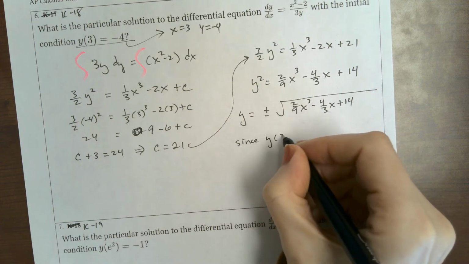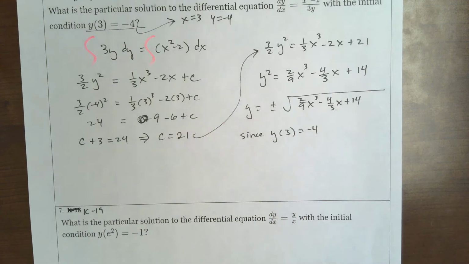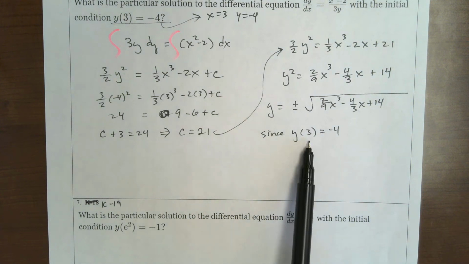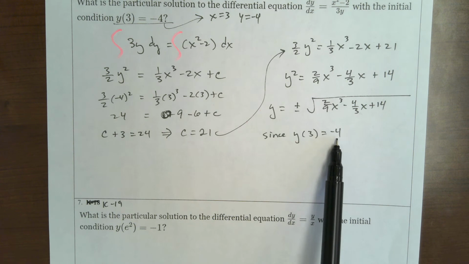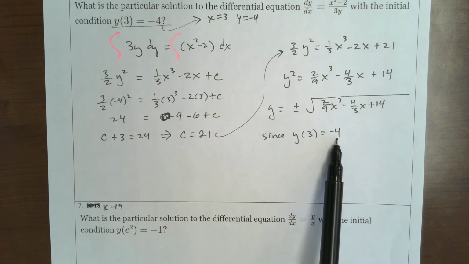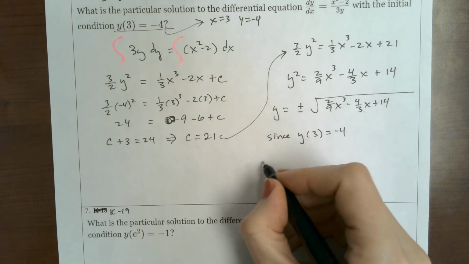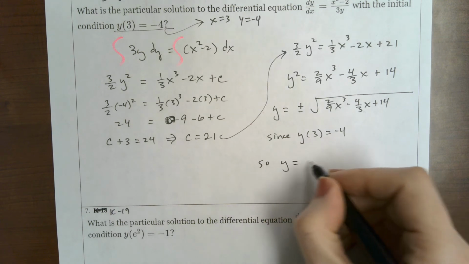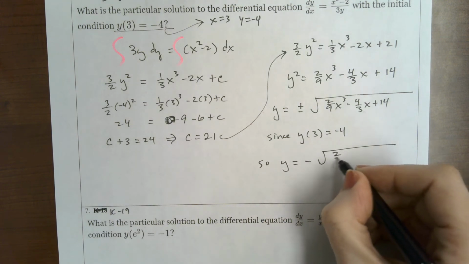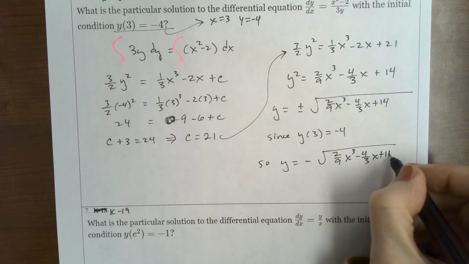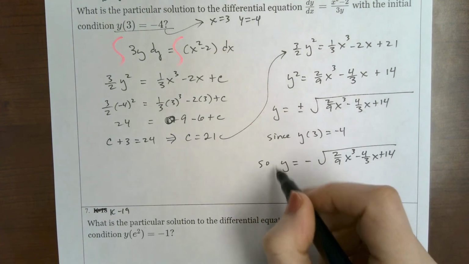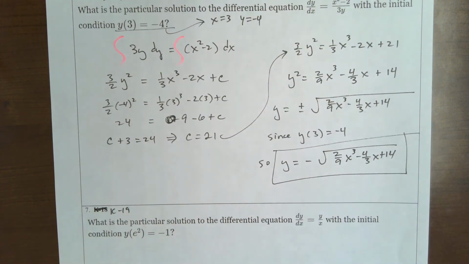So since y of 3 is -4, when we plug 3 in for x, we need to have a negative output for the y. So that means it's going to be the -1. Negative radical 14. Yeah, actually on the answer key I messed that up, so I'll have to fix it.